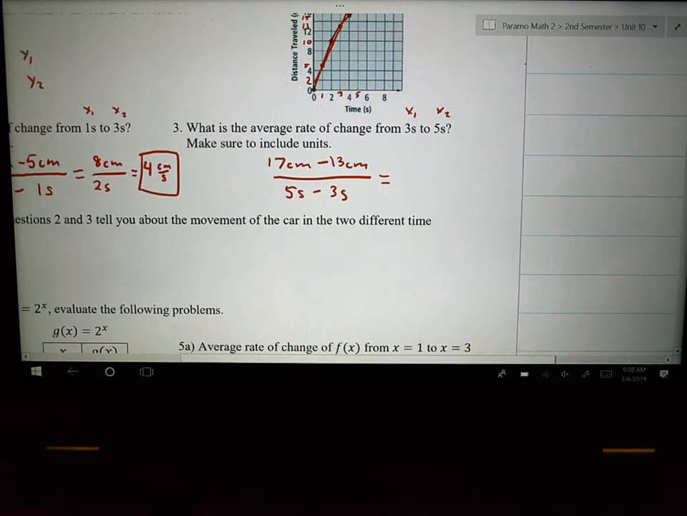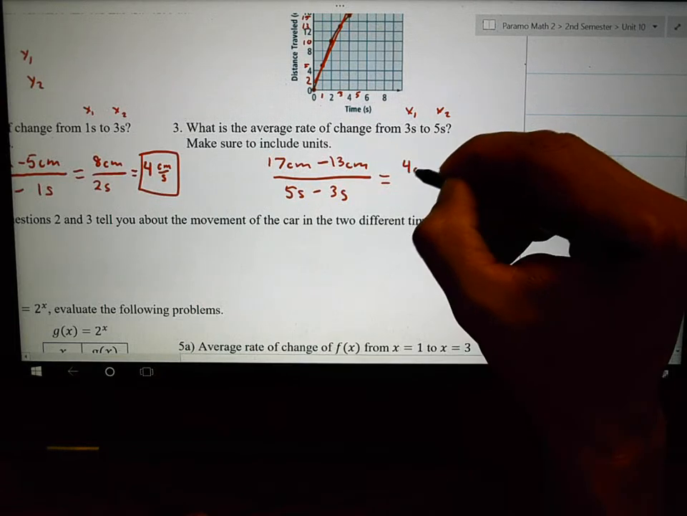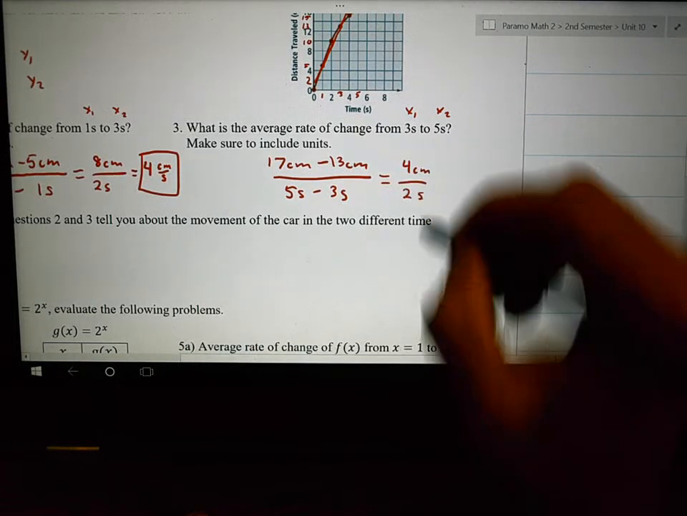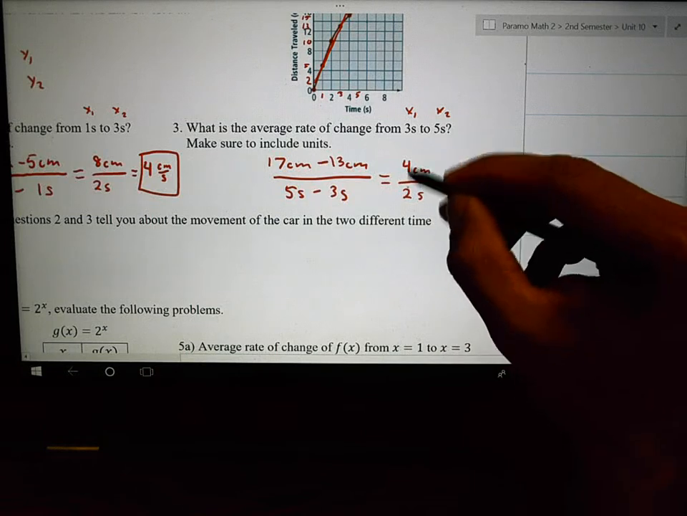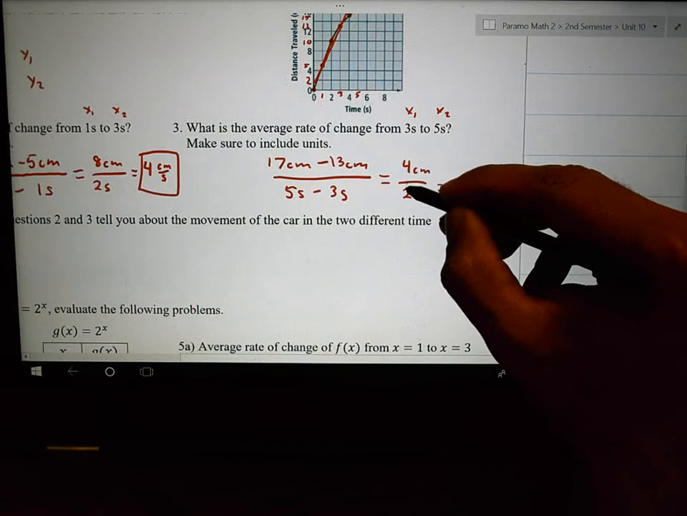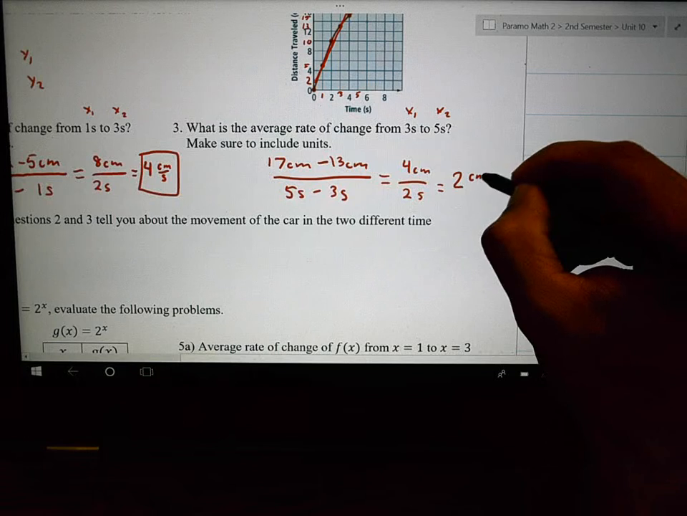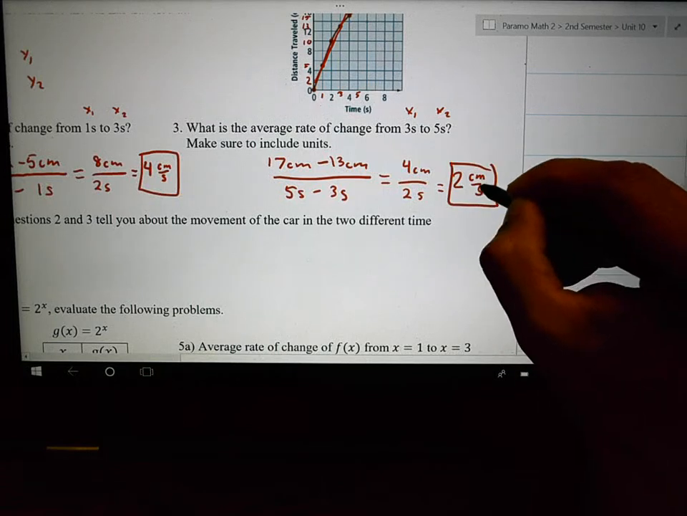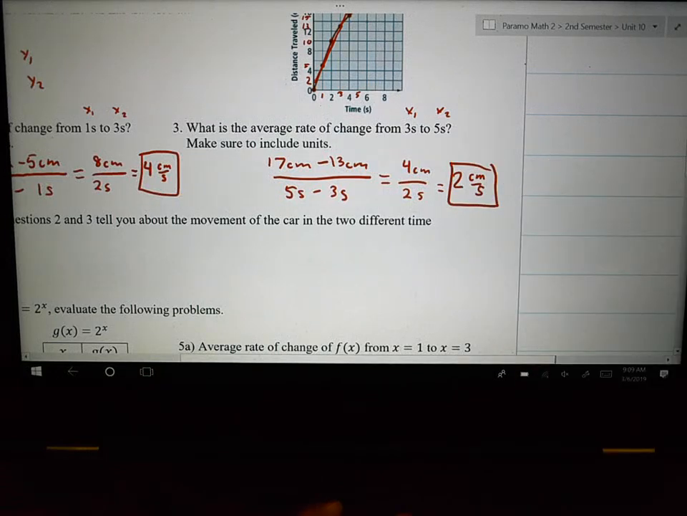And we're going to be doing this a lot, so let's just get used to it. 13 centimeters minus 3 centimeters is 4 centimeters over 2 seconds. That reduces. 4 can be divided by 2. 2 centimeters per second is my answer for number 3.